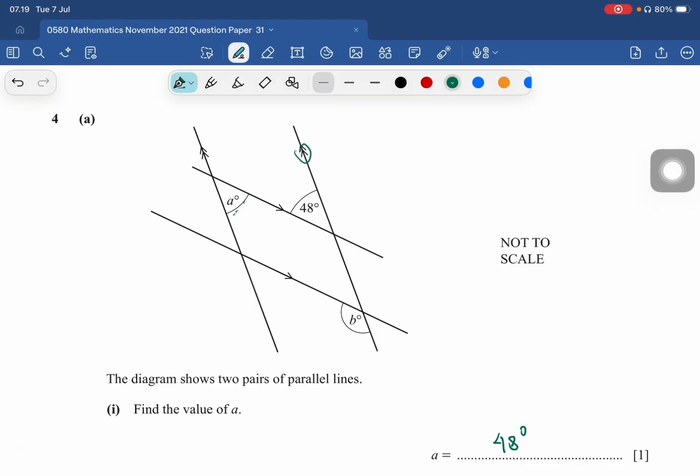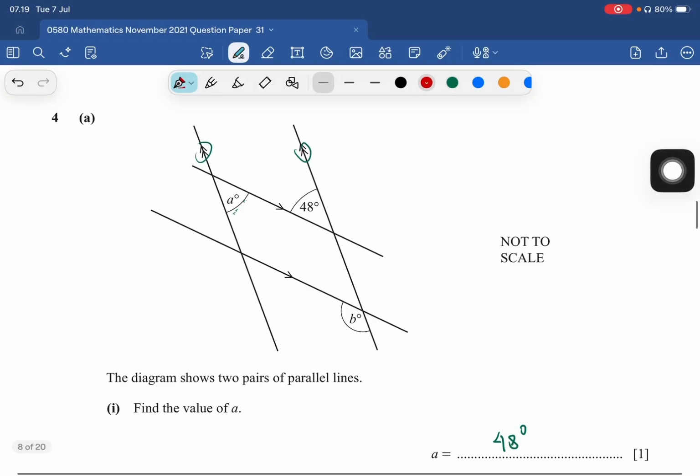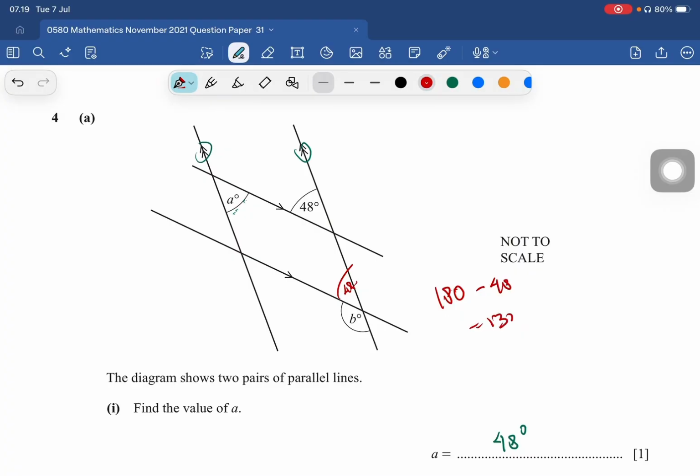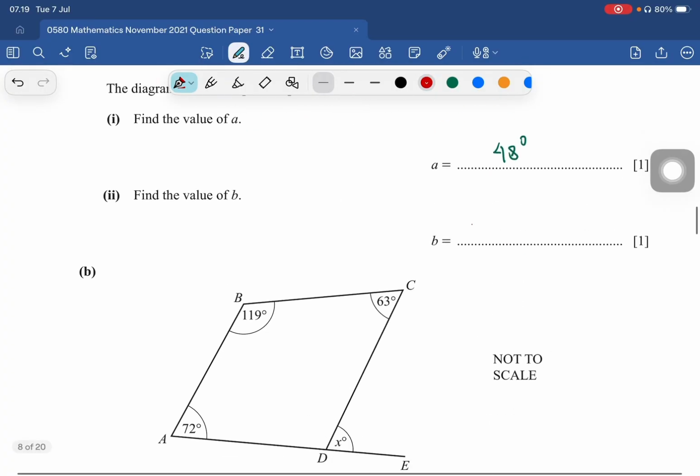Okay, here is parallel. If that is 48, then 48 here is also going to be 48. The total of one straight line is 180, so we can just subtract 48. We get 132 degrees. So here is 132 degrees.